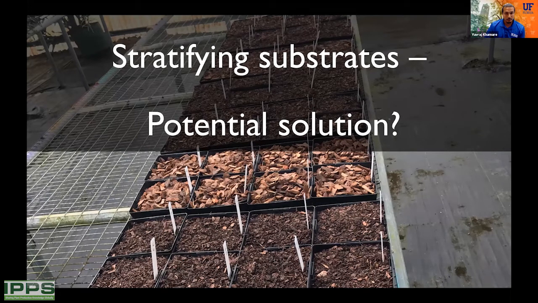for nursery production. So one of the strategies can be stratifying substrate, or you can simply call it layering, to create designer substrates. So the objective of stratifying substrates is to determine ideal substrate characteristics needed to reduce weed growth and its germination, while at the same time not affecting the ornamental plant growth and its quality.